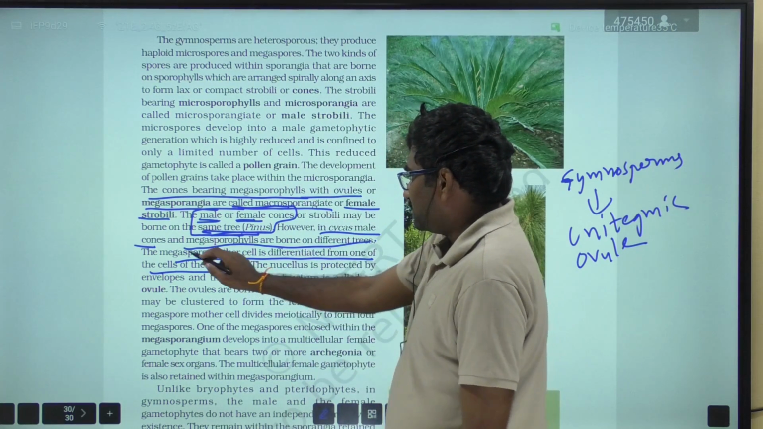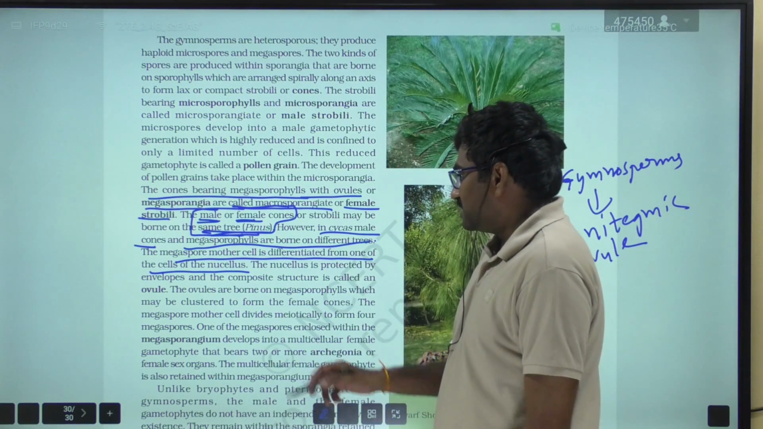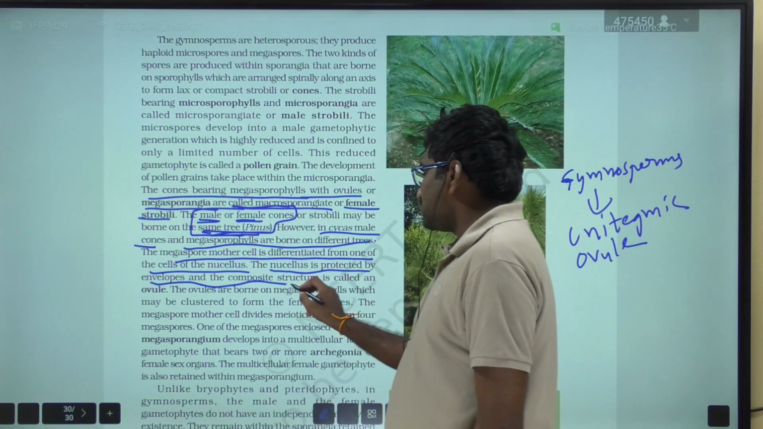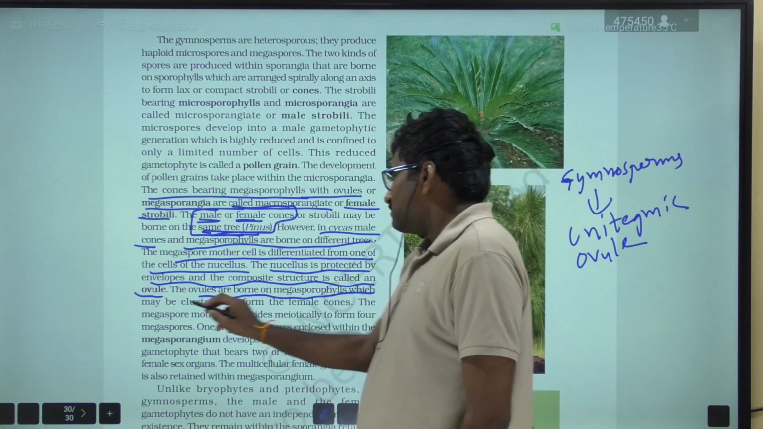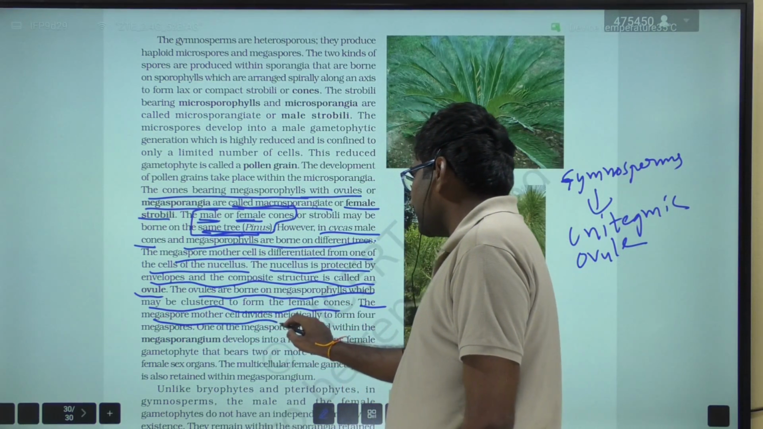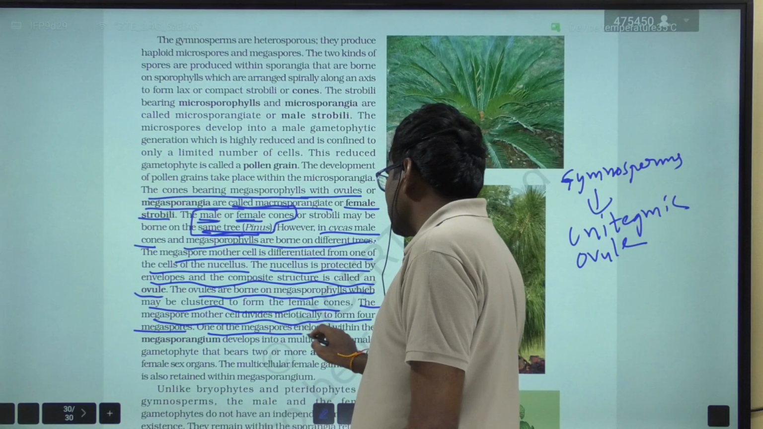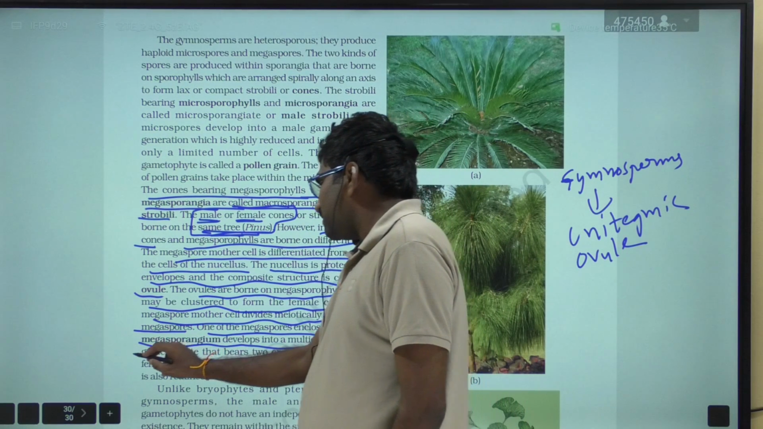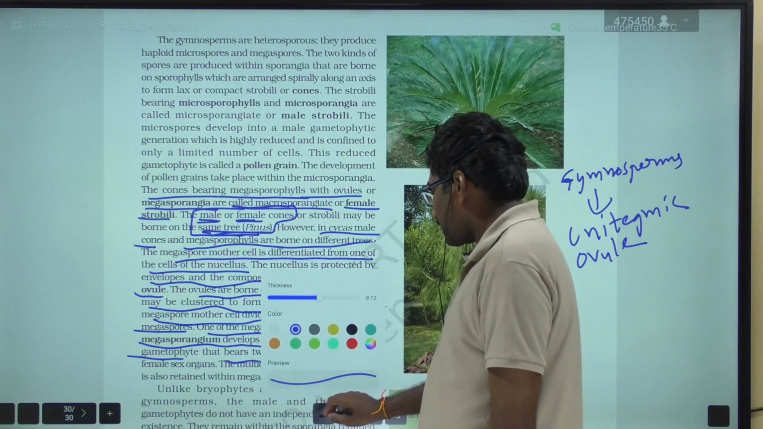The megaspore mother cell is differentiated from one of the cells of the nucellus. The nucellus is protected by envelopes and the composite structure is called an ovule. The ovules are borne on megasporophylls which may be clustered to form the female cones. The megaspore mother cell divides meiotically to form 4 megaspores. One of the megaspores enclosed within the megasporangium develops into a multicellular female gametophyte that bears 2 or more archegonia, very important.